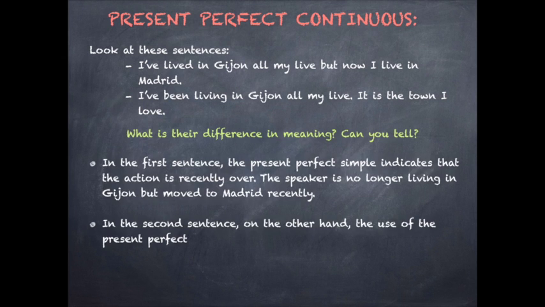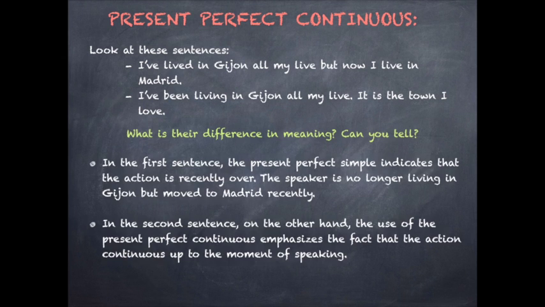In the first sentence, the present perfect simple indicates that the action is recently over. The speaker is no longer living in Gijón, but moved to Madrid recently. In the second sentence, however, the use of the present perfect continuous emphasizes the fact that the action continues up to the moment of speaking. Those are the two differences.